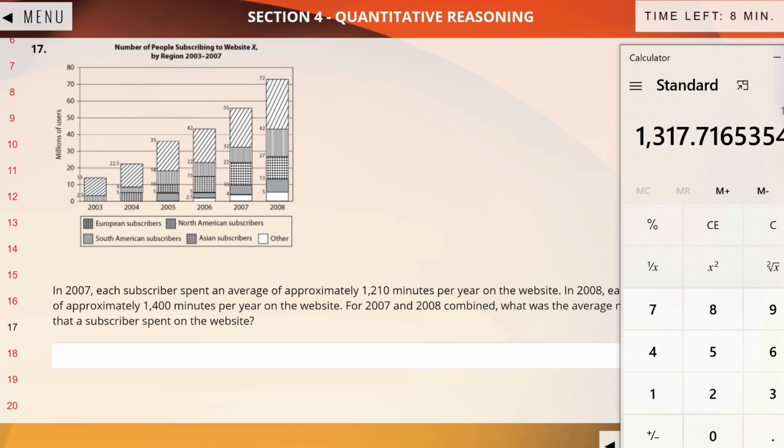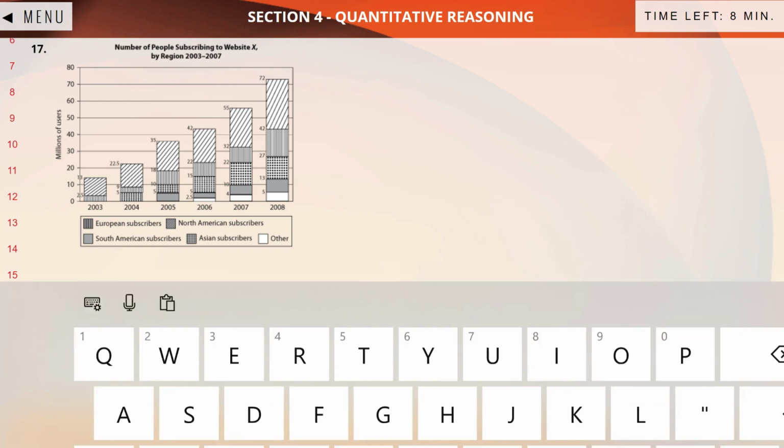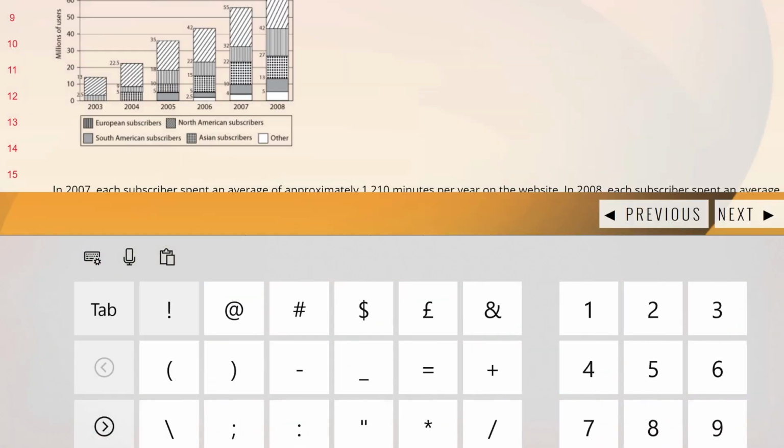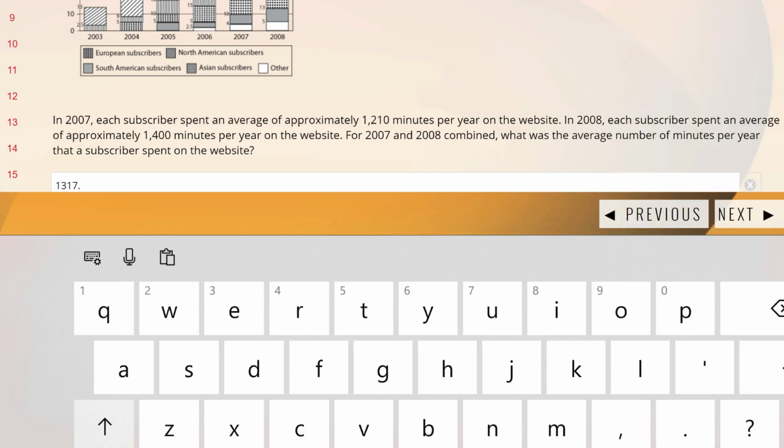1,317.7. I guess how many numbers do they want? They don't say. How do I get my calculator? I mean, my... 1,317.7. How much detail do they want? I don't know.